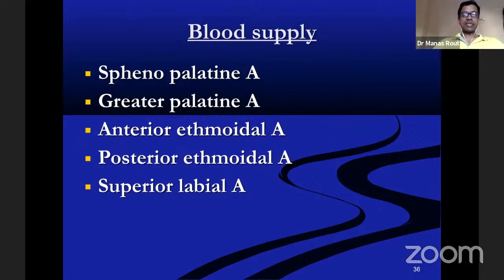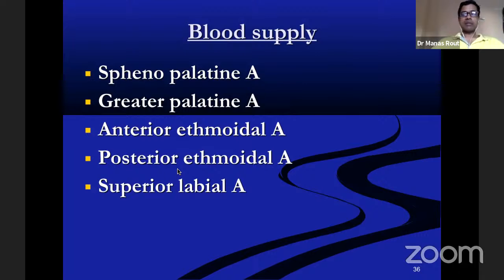Now coming to the blood supply, the nasal cavity is highly vascular. It is mainly supplied by 5 arteries. Can you see here? The sphenopalatine artery is the major contribution. Most of the area is supplied by the sphenopalatine artery. Others are the greater palatine artery, anterior ethmoidal artery, posterior ethmoidal artery, and superior labial artery. Of these 5 arteries, 4 arteries, except the posterior ethmoidal artery, contribute to form a plexus on the anterior-inferior part of the septum, which is called Kiesselbach's plexus, and that area is called Little's area. That area is the area of epistaxis.